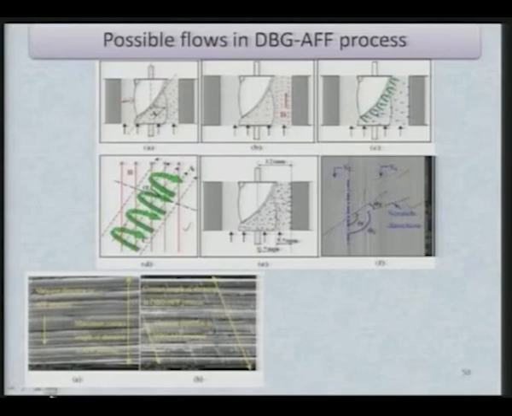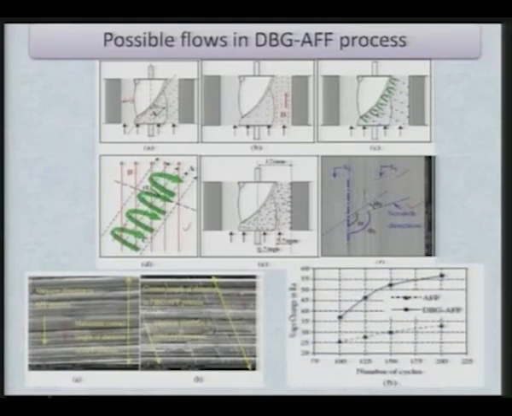Then they have given the photographs in both the cases. Here you can see scratches are in this direction also, which are not in the axial direction but in the radial direction. And in the AFF process, the movement of the abrasive particle is going to be in this particular direction, not in the inclined direction like this. And they have shown that in the abrasive flow finishing process, the percent change in Ra value is lower than in the drill bit guided abrasive flow finishing process for the same number of cycles.